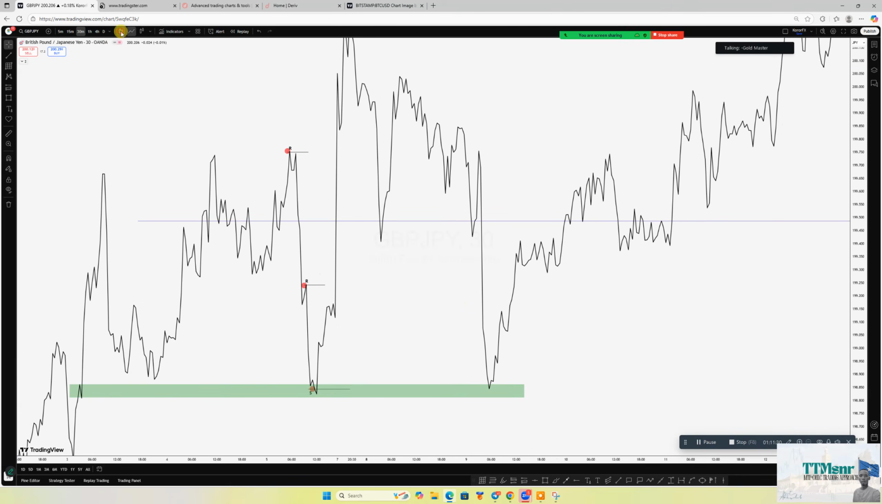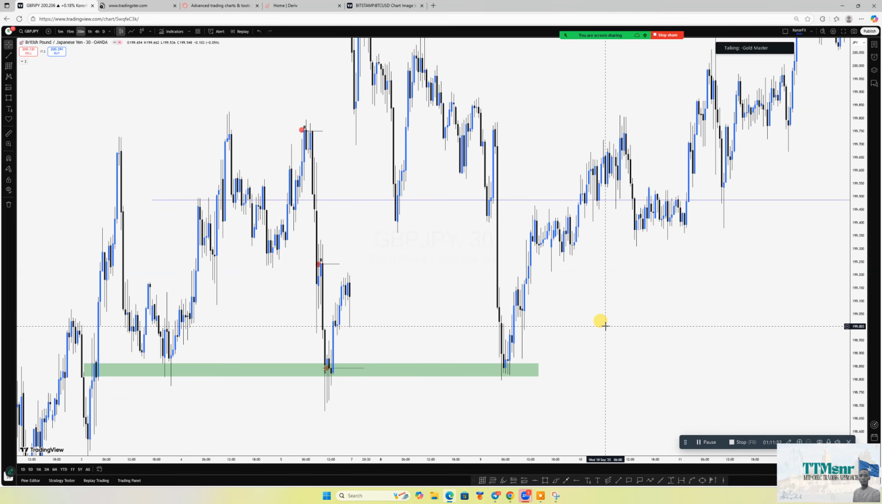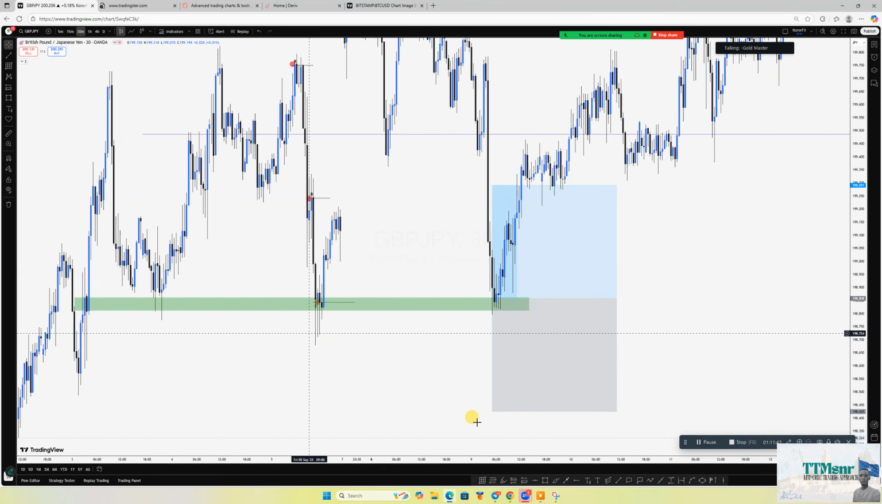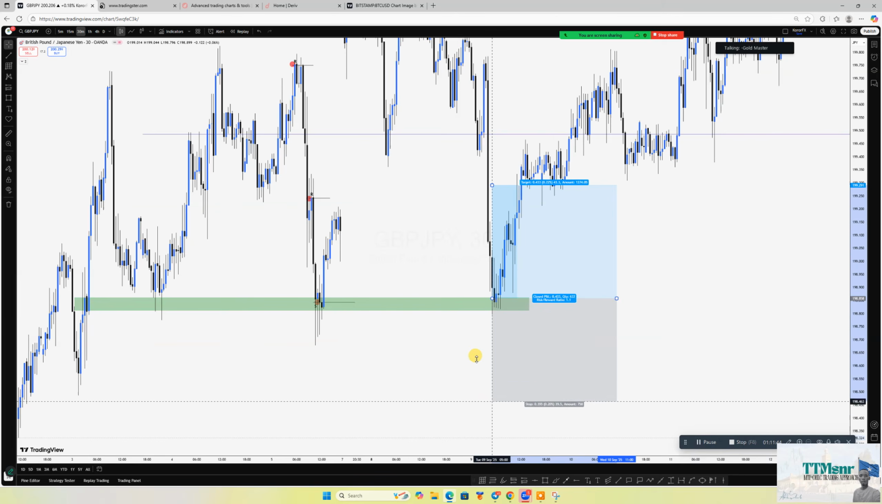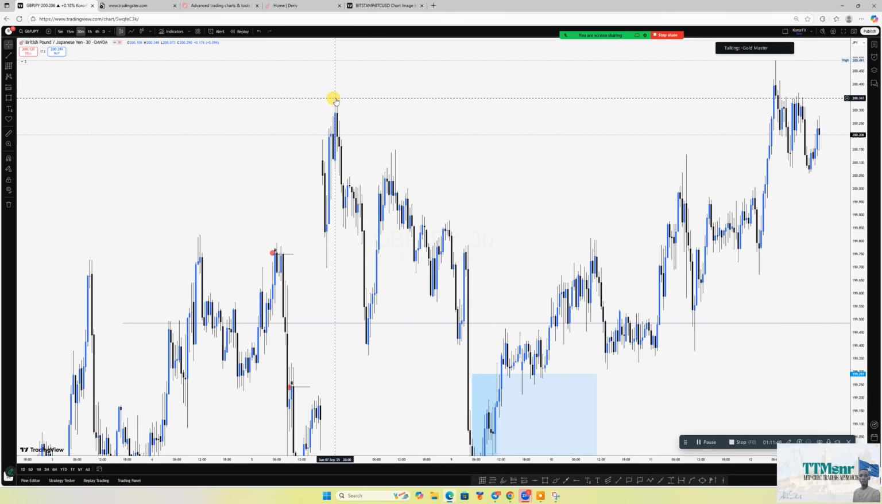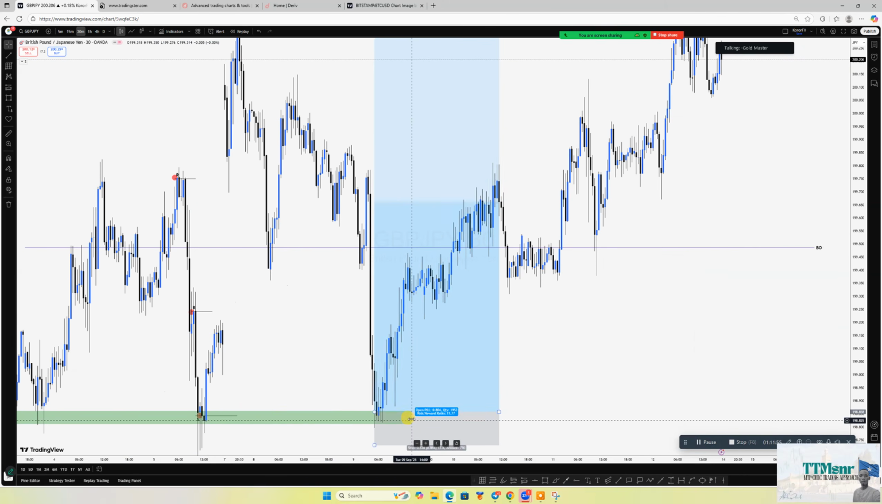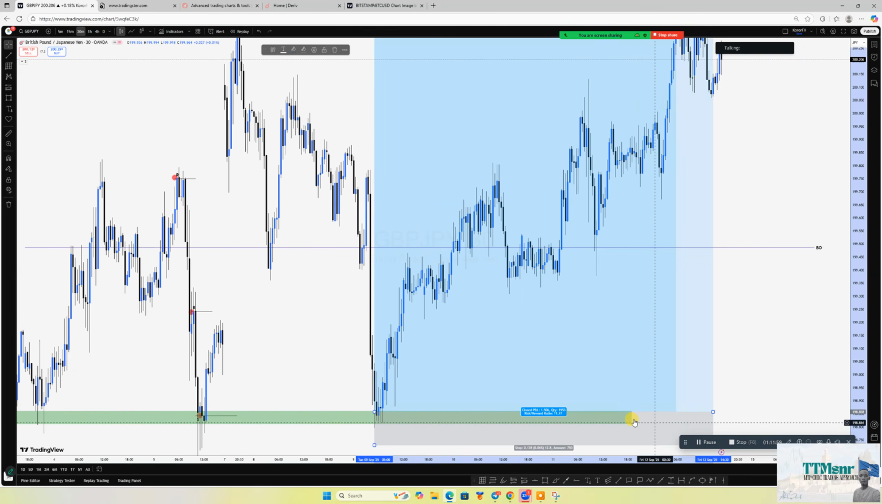If we switch to traditional candlesticks, you can see that if you place your orders right here, your stop loss will be somewhere below these candles. And then you can target till this high. And then boom, the market responded.